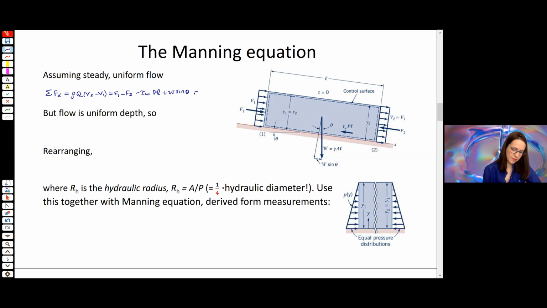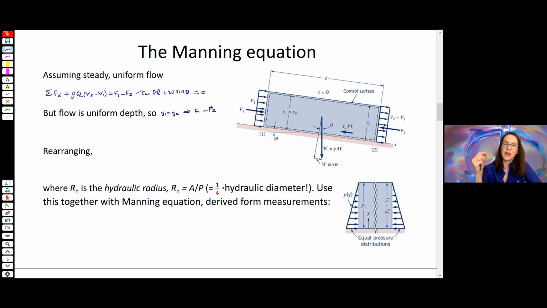And since the flow is steady, it's not accelerating, right? It's just moving at a constant velocity. We know that the sum of the forces in the x direction is equal to 0, right? However, we've got uniform flow. If you remember from what we talked about with uniform flow, that means we've got a uniform depth, right? So that means that y1 is equal to y2, which implies that, let's call it F1 and F2, that F1 equals F2.